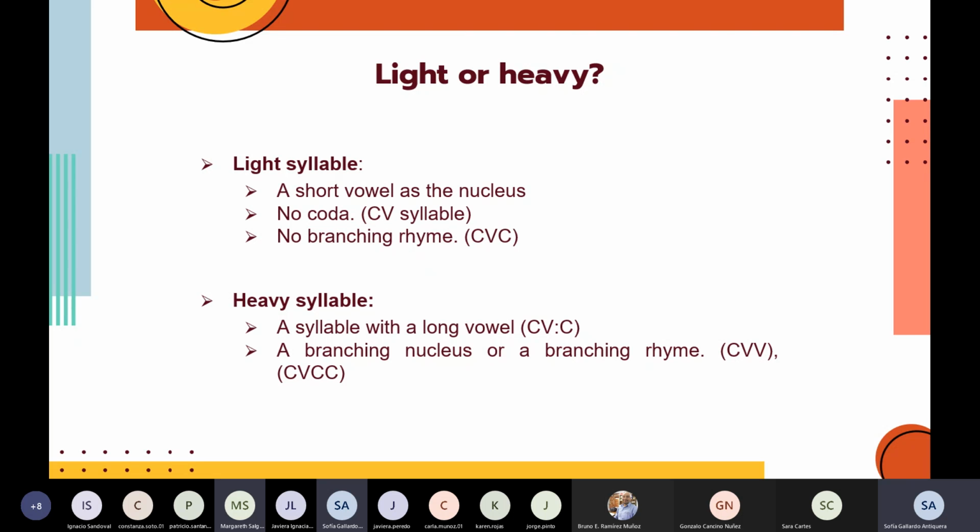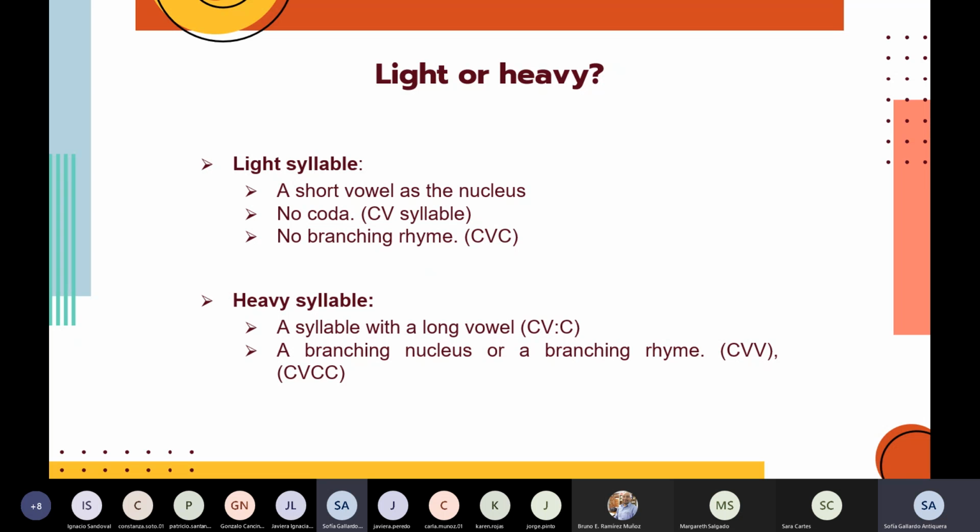Yes. So a light syllable doesn't have a coda. Sorry, again? A light syllable doesn't have a coda. Yes, it doesn't have a coda. So this is the best way of recognizing if it is heavy or light. If you see a coda when you are reviewing the syllables, then you can see that it is instantly heavy. So it's easier.